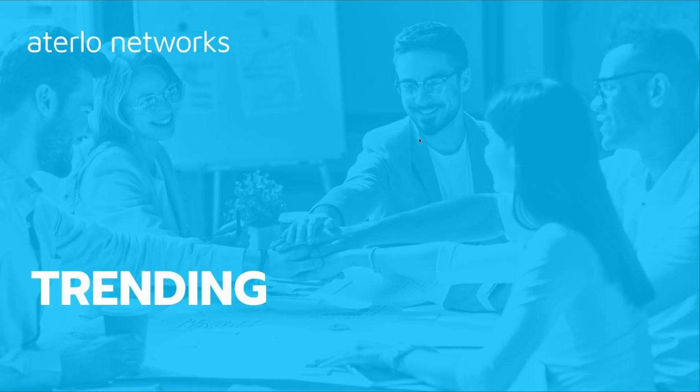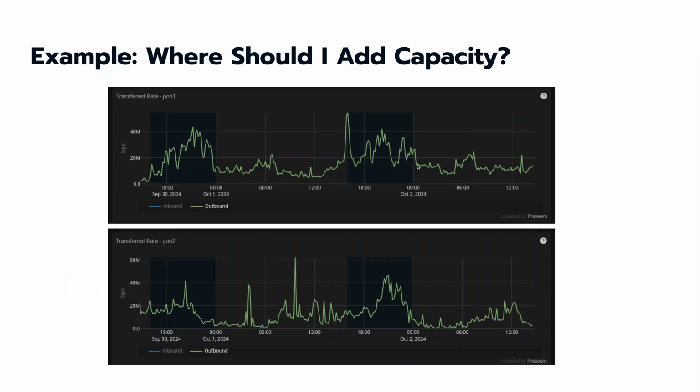Trending basically means looking at data over a period of time to identify patterns in the data. So let's look at a simple example. I want to use some simple bit rate over time data from my fiber network to see where I should look at adding capacity next. So where should I place my bets, on PON 1 or PON 2? These are 2 PON ports on an OLT.